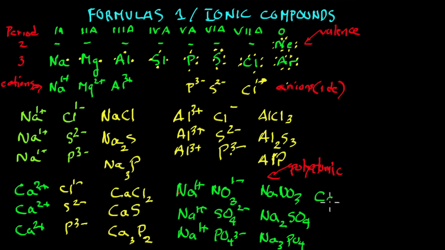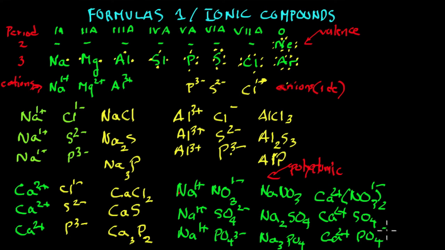If you have more than one, with a cation calcium, and you have nitrate 1 minus, you have to have a parenthesis here, otherwise it looks like Na32. Calcium sulfate, you don't need a parenthesis, just 1. But if it's phosphate, you need a parenthesis for 2 of them.